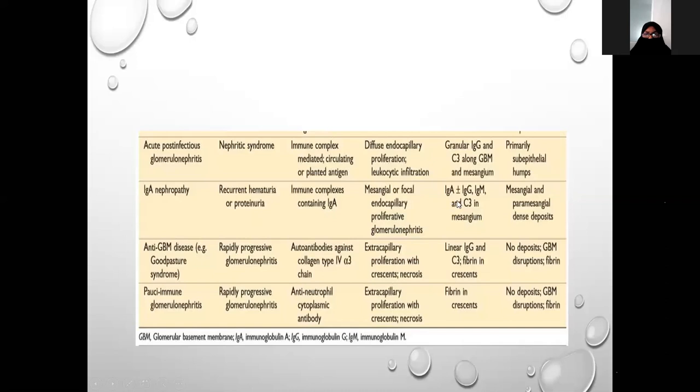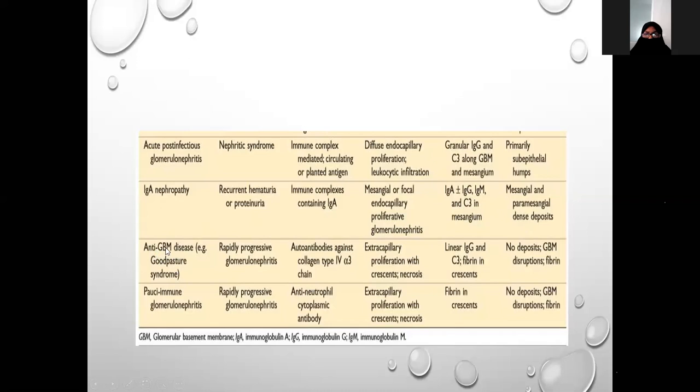And in fluorescent microscopy, you will get IgA mainly, plus minus IgG, IgM, and C3 in the mesangium. In electron microscopy, you will get mesangial and paramesangial dense deposits.